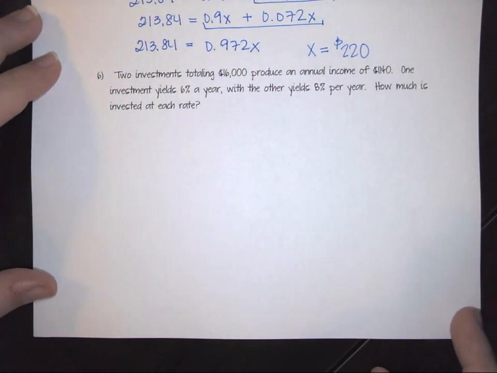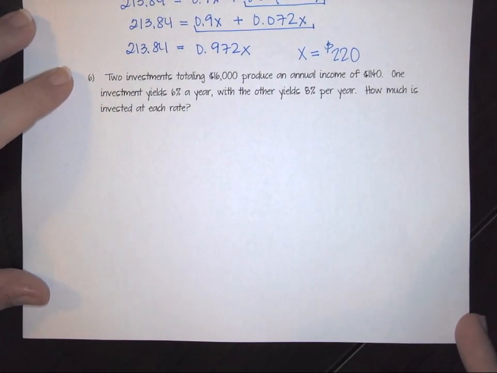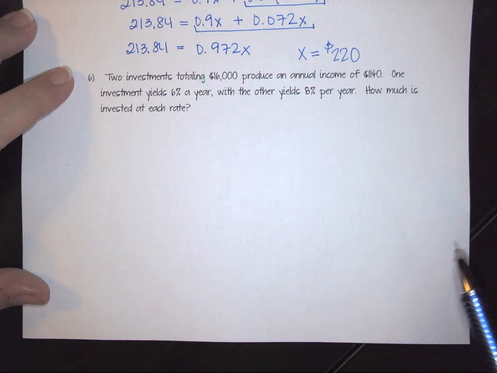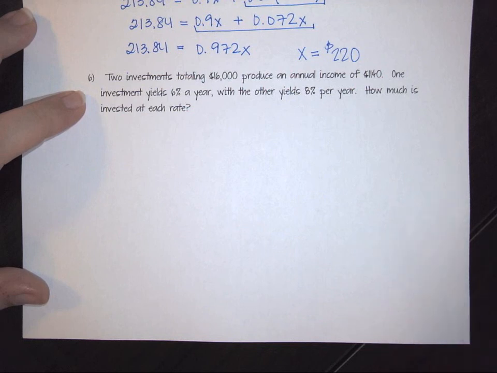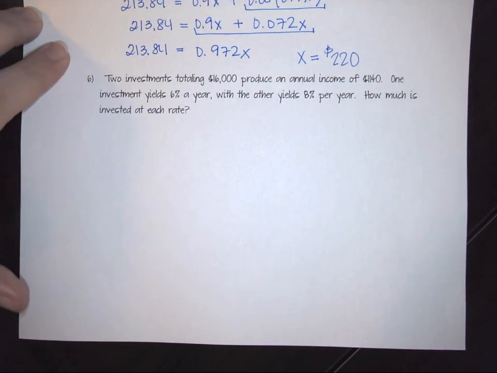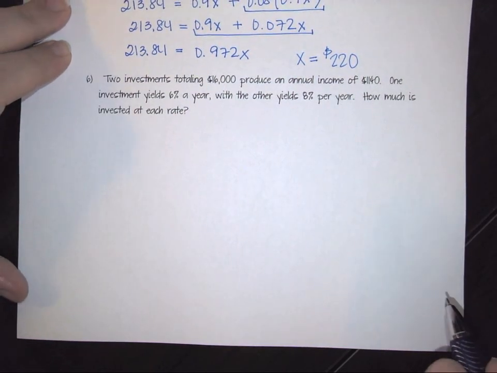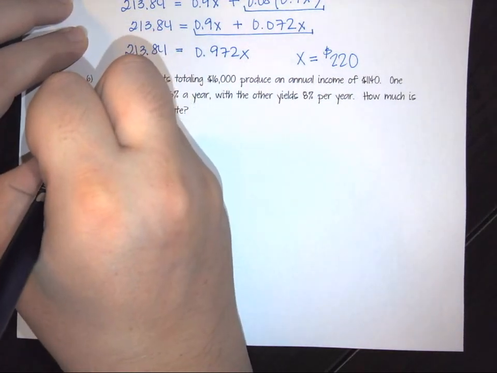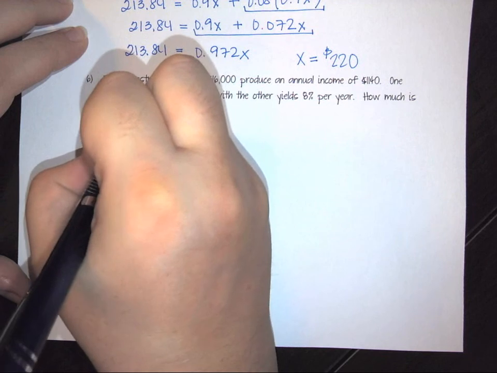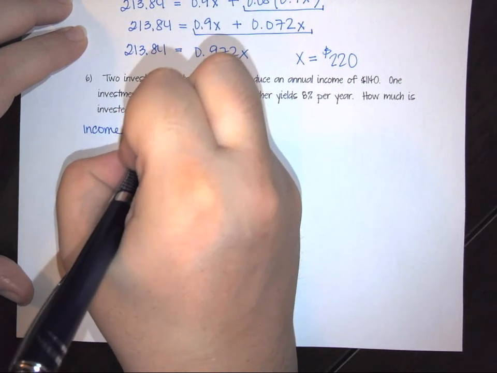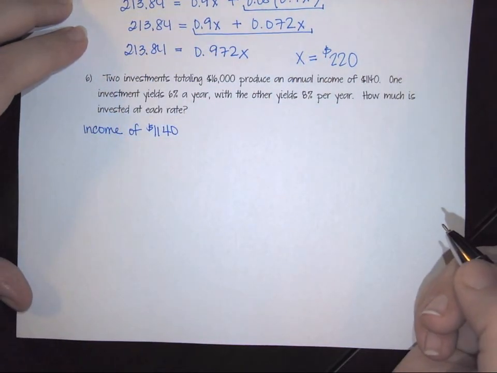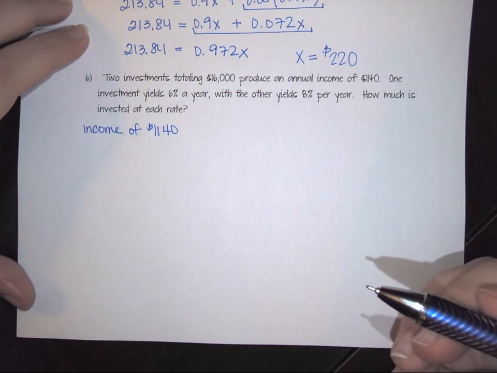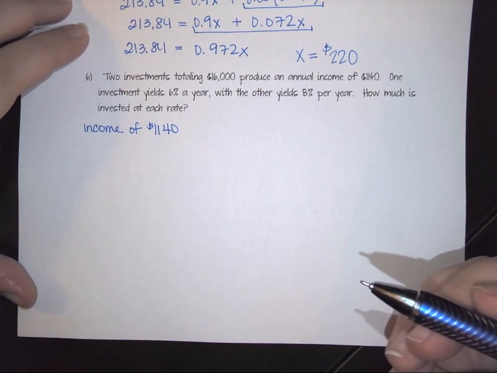Now let's look at a different problem. Here I have two investments totaling $16,000, produce an annual income of $1,140. One investment yields 6% a year, while the other yields 8% a year. How much is invested at each rate? So first and foremost, we need to look at what we know. Well, we know that I make an income of $1,140. Okay, I don't know if I'm going to have to use it yet or how, but I do know that that's going to be important.